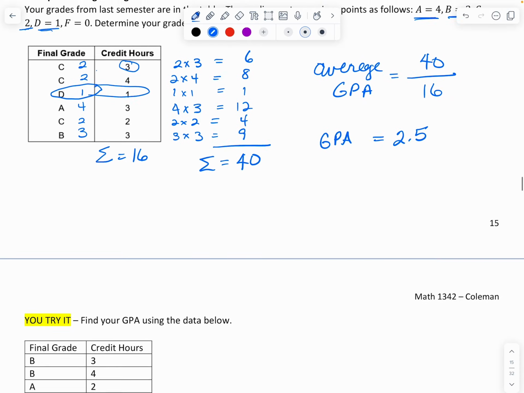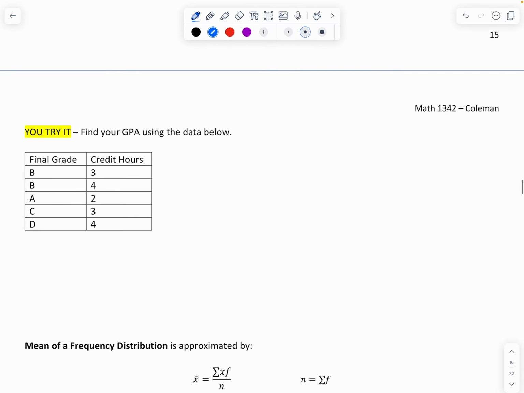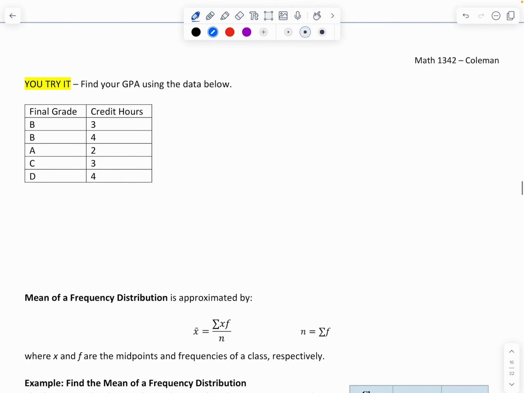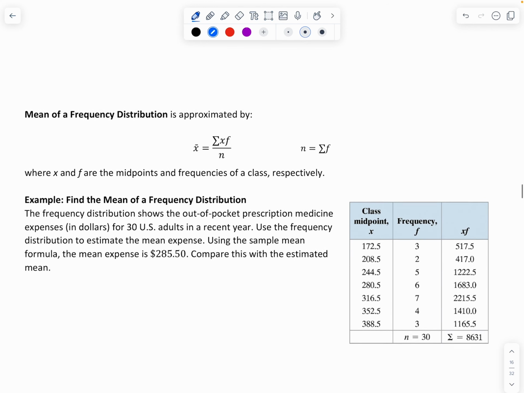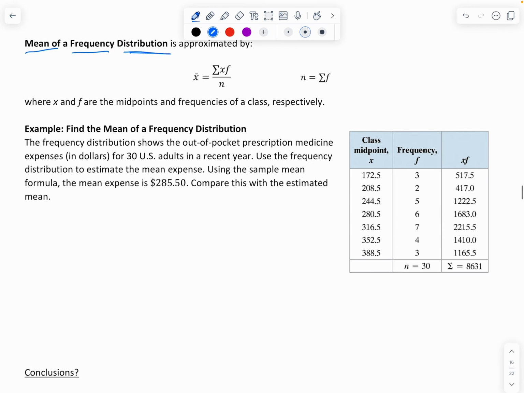And that is how we determine GPA all the time. So if you didn't know that, now you can go back and determine your GPA. Here's another example for you to follow, to try on your own. And then we go on to the mean of a frequency distribution. Remember, we talked about frequency distribution in an earlier section.